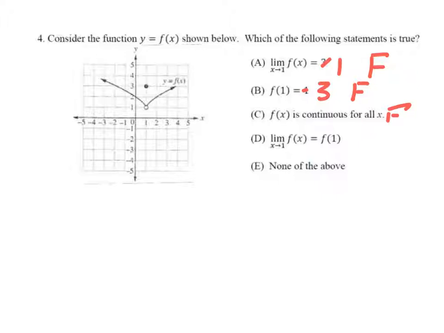A lot of falses. The limit, as x approaches 1, of the function is the same as the function evaluated at 1. Well, since we've already done A and B, we know that's false. Because this answer is 1, this is 3, they're different. If you look at your graph, if you're approaching 1 from both sides, it's 1. If you put 1 into the function, it's 3. Good golly, I hope the last one could be true. None of the above. Well, that certainly could be true, since the rest of them were false.